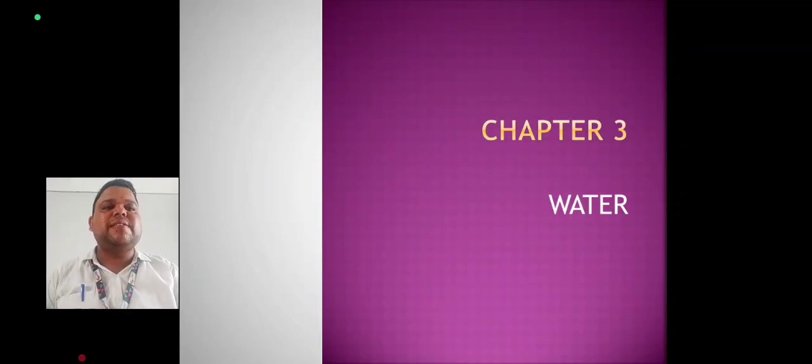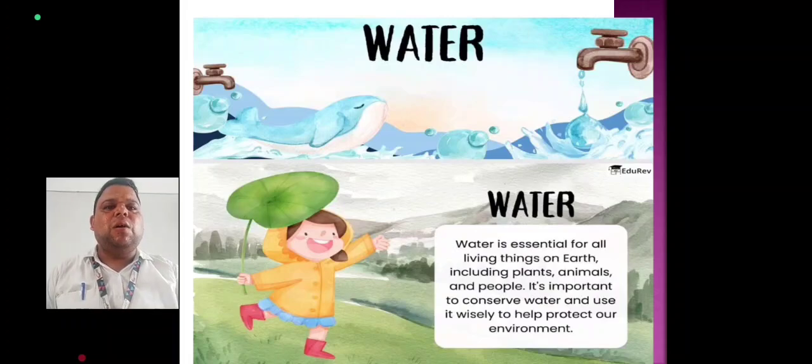Students, today we are discussing chapter number 3, water. Now, water is essential for all living things on the earth, including plants, animals and people. It's important to conserve water and use it wisely to help protect our environment.